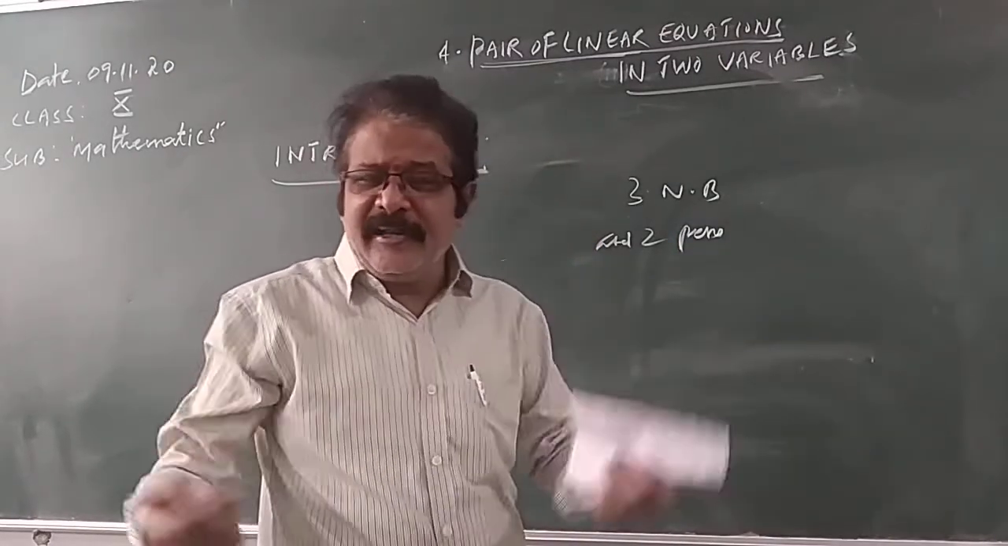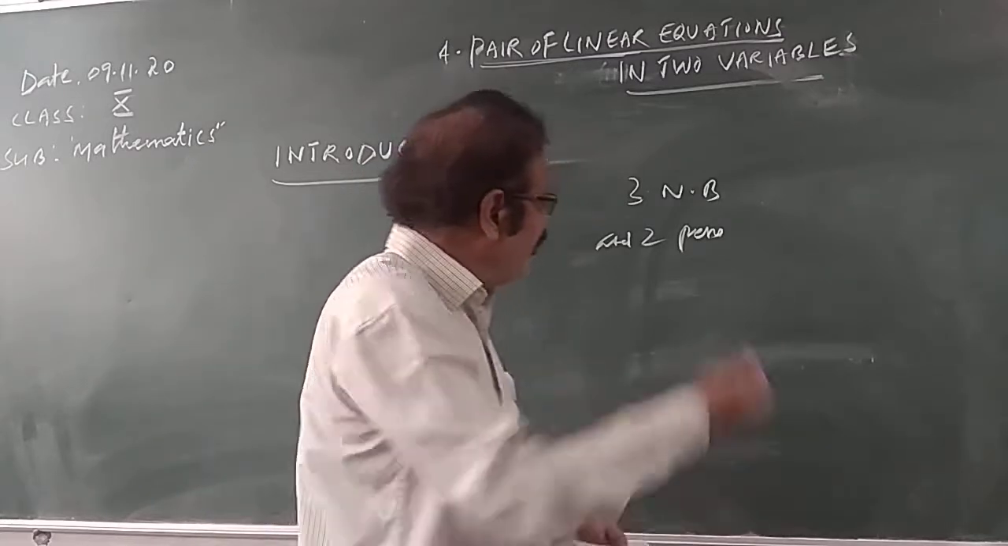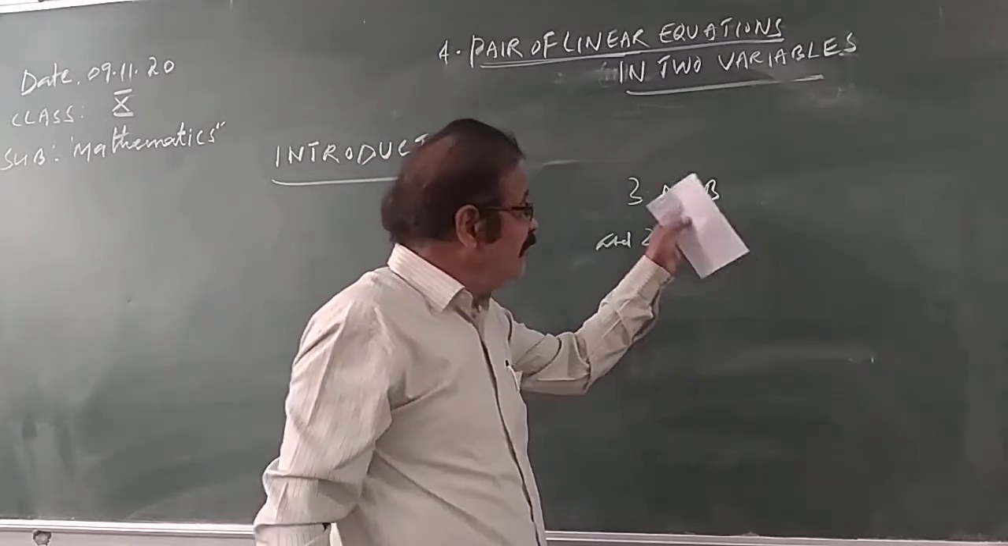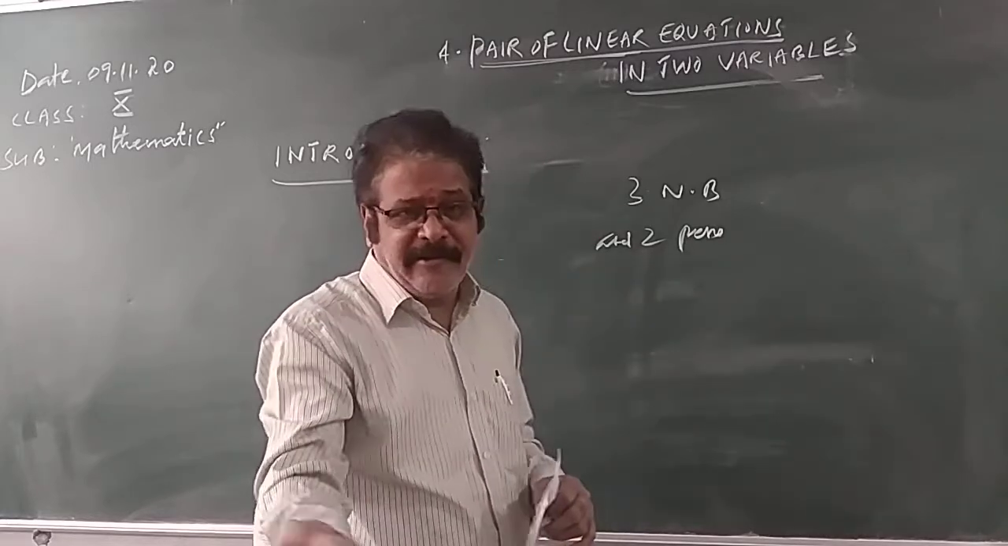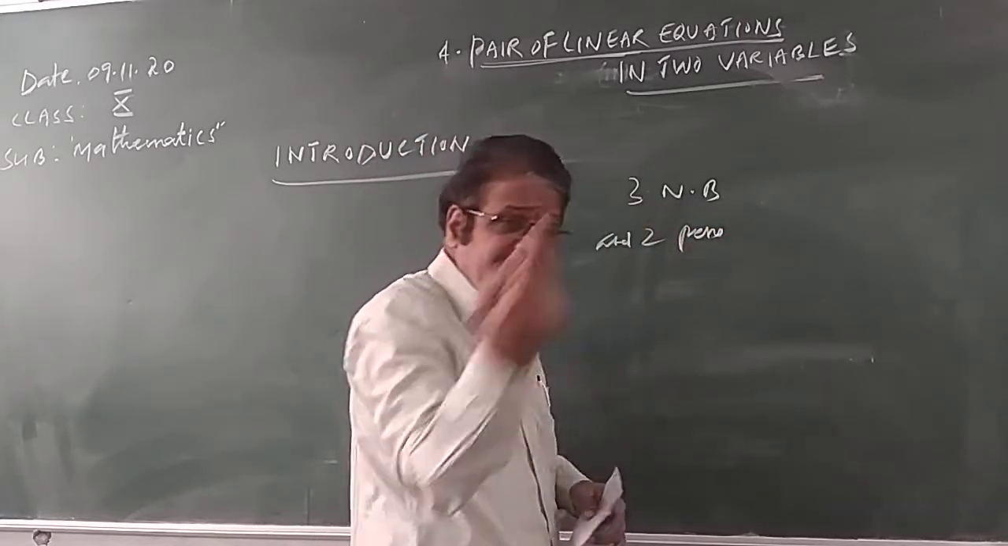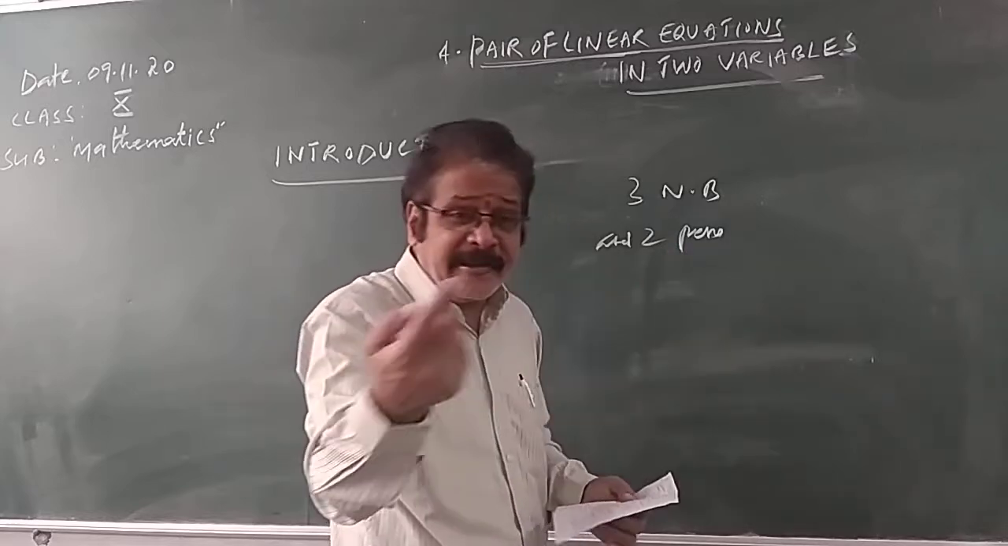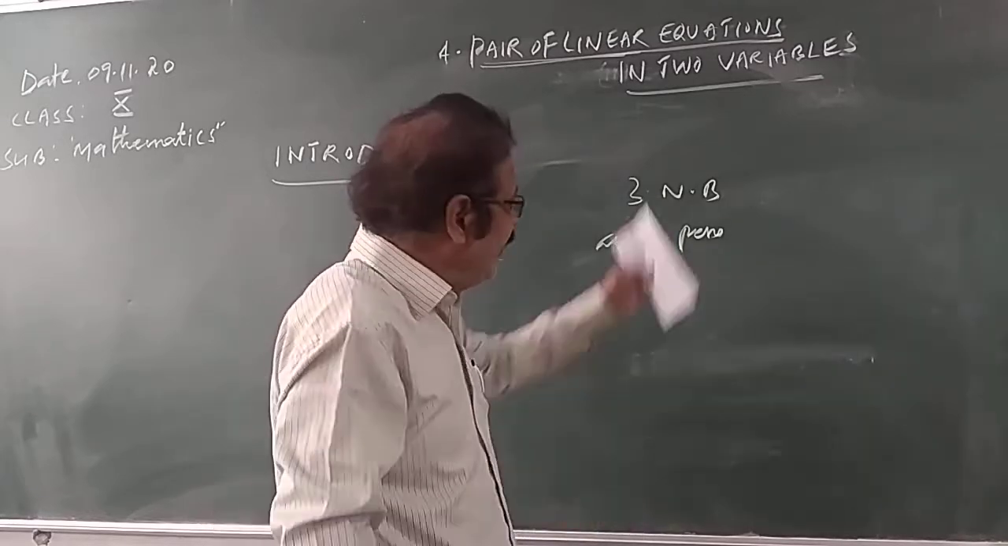Generally, we take variables instead of notebooks and pens. To represent the notebooks, we take x. To represent the pens, we take y. Or to represent the notebooks, we take p, and to represent the pens, we take q, like that. So here the items are notebooks and pens.